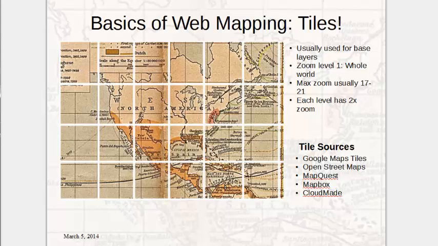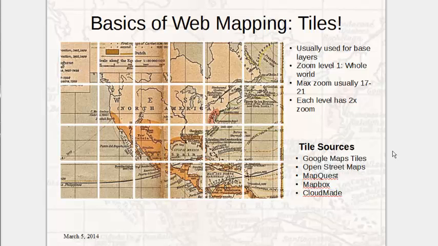Leaflet and OpenLayers use the standard that was popularized by Google with these map tiles, where the whole world is called zoom level 1, and it's a single tile. And then every time you zoom in a level, you split each of those tiles into 4. So every zoom level is doubled. Most tile sets that you can get, most base maps, go up to zoom level 17 or 19 or 21. That gets you down to where you can see houses and things like that pretty easily.